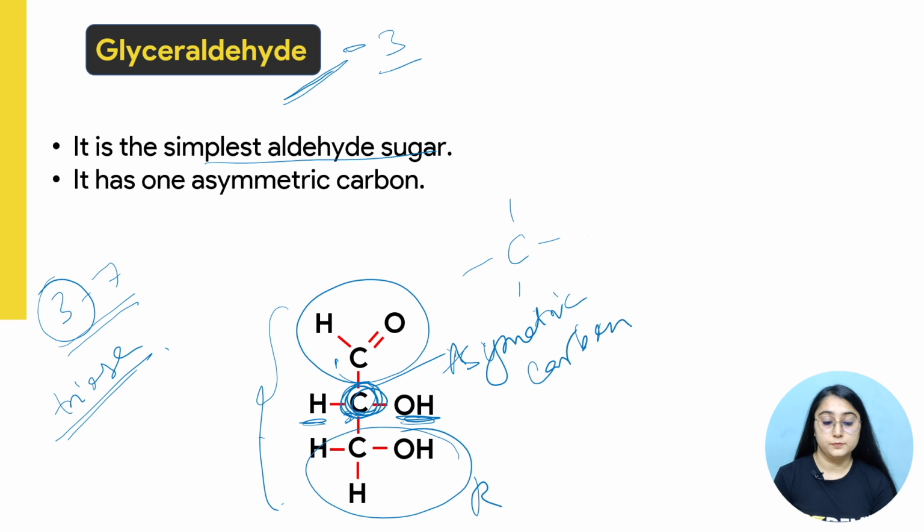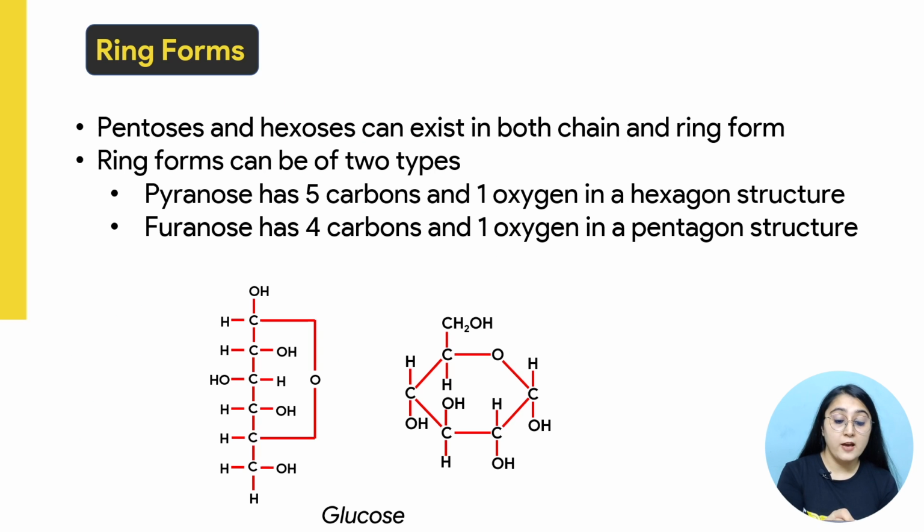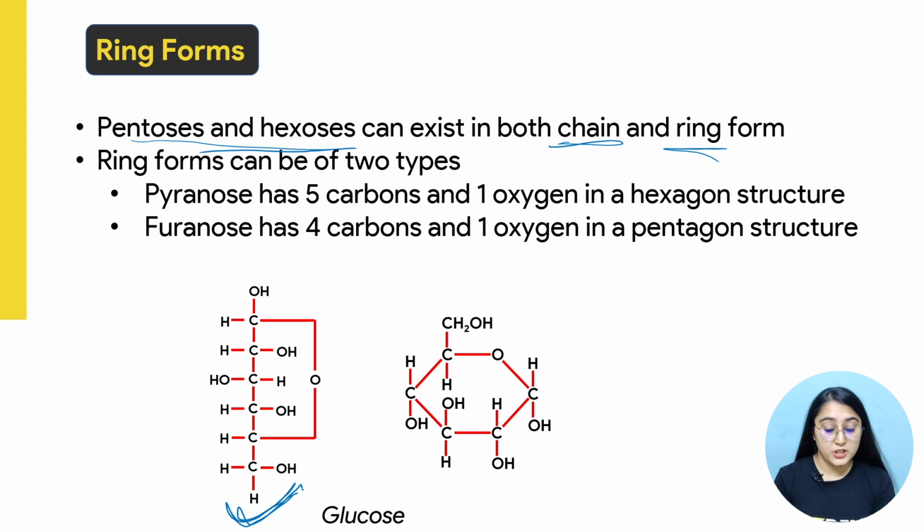Now, monosaccharides such as pentoses or hexoses can exist in both chain as well as ring forms. What we see over here is an example of the chain form, and what we see over here is an example of the ring form. So glucose can exist in both chain form as well as ring form.